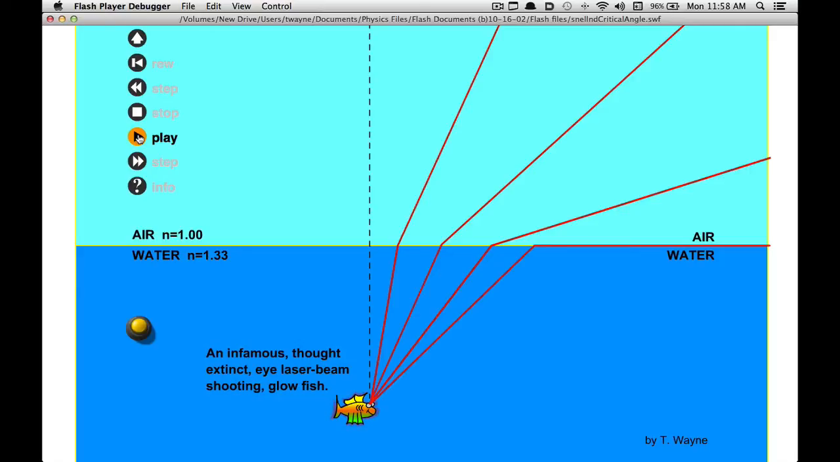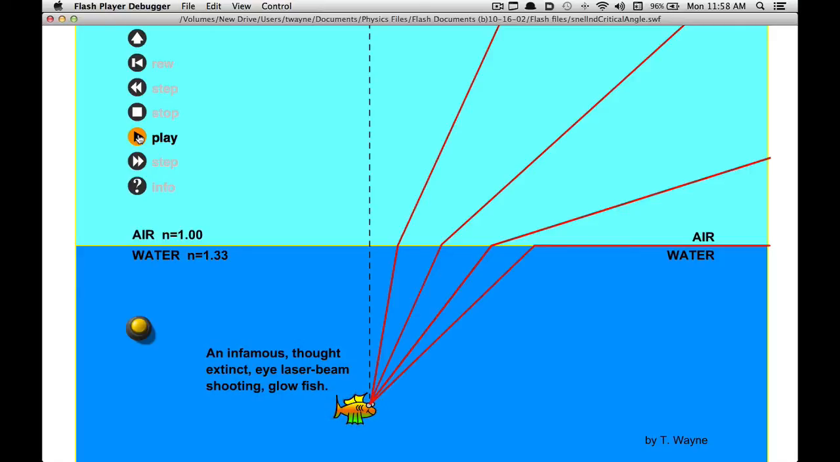When the angle of refraction is 90 degrees, the incident angle is said to be at the critical angle. Okay, when the refracted angle is at 90 degrees, the incident angle is the critical angle, and we refer to it as the critical angle.